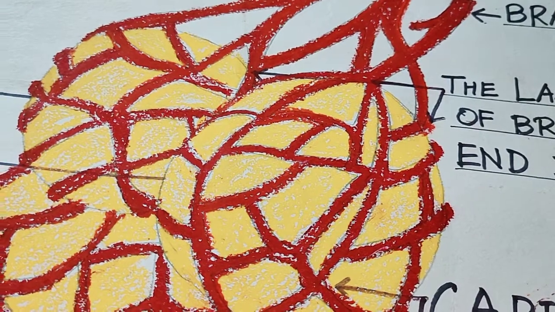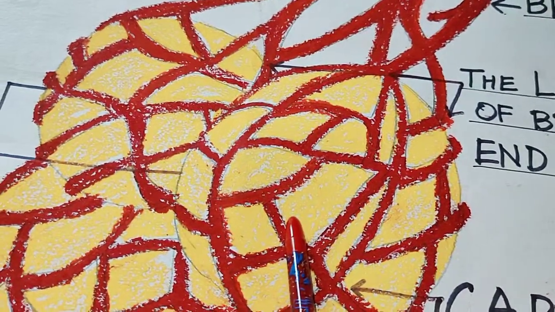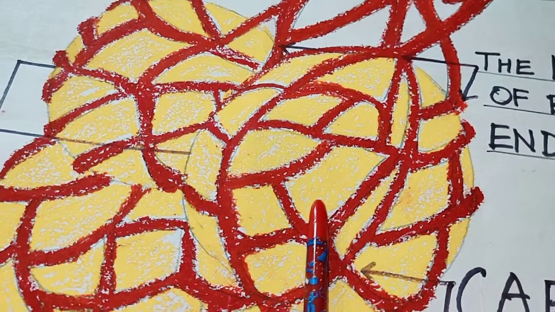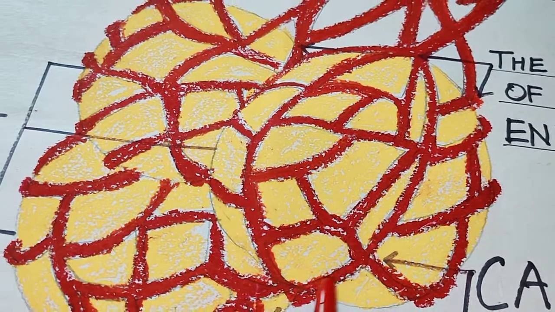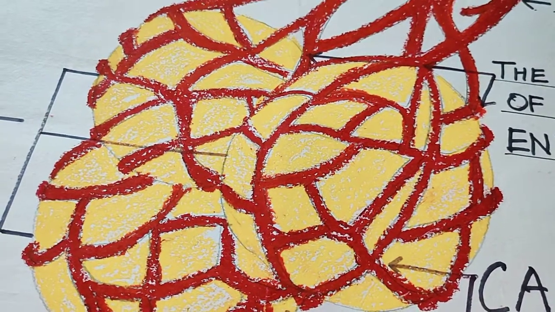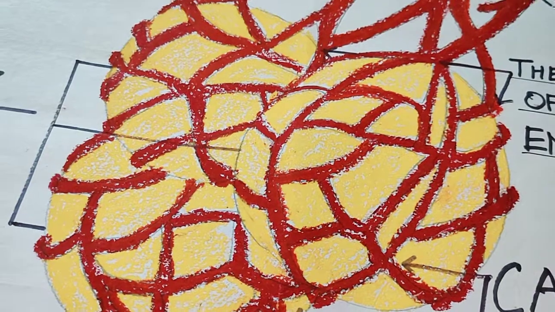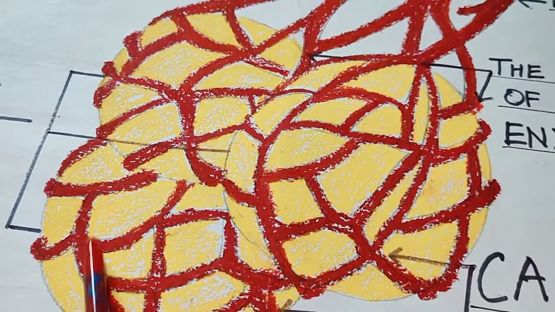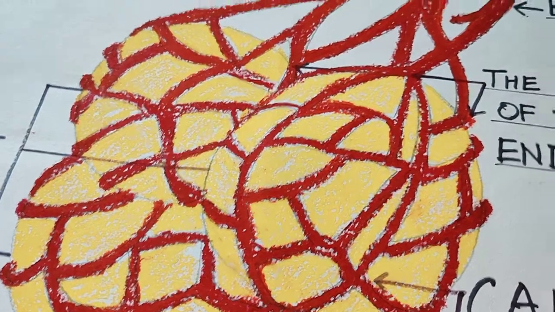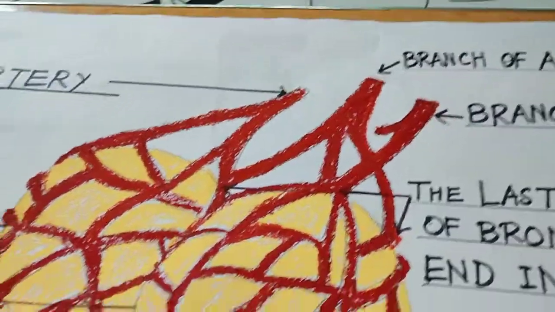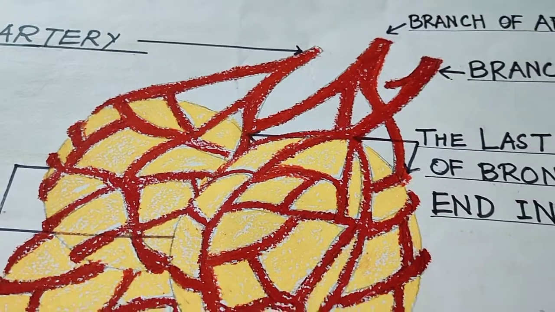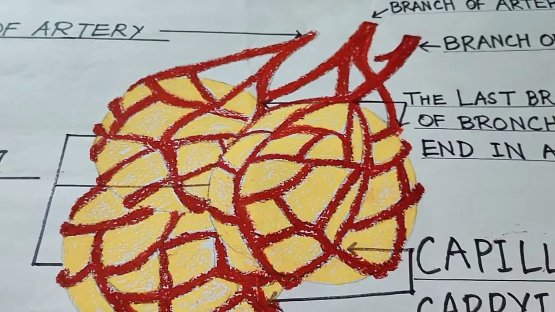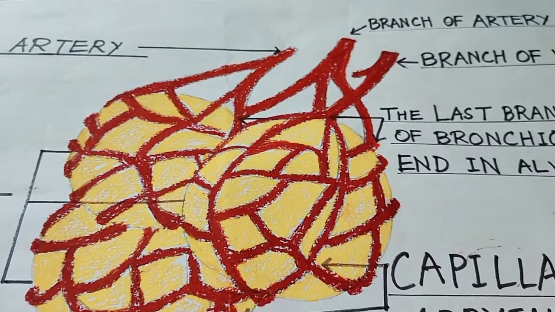In other words, it is in the alveoli that gaseous exchange takes place. So human lungs have been designed to maximize the exchange of gases, because availability of a large surface area maximizes the exchange of gases. Here we can see in this diagram, alveoli is surrounded by thin walled blood capillaries.